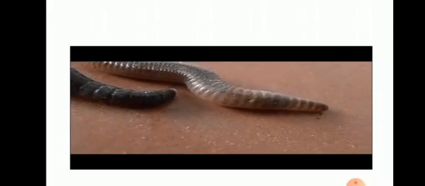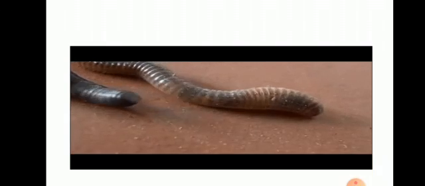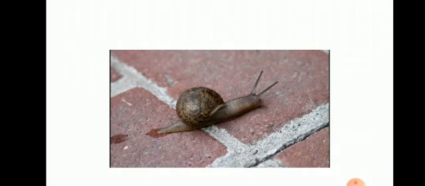Next we see the movement of a snail. It has a slimy body which does not have bones. This animal does not have bones. The shell of the snail does not help in movement. It has to be carried along.